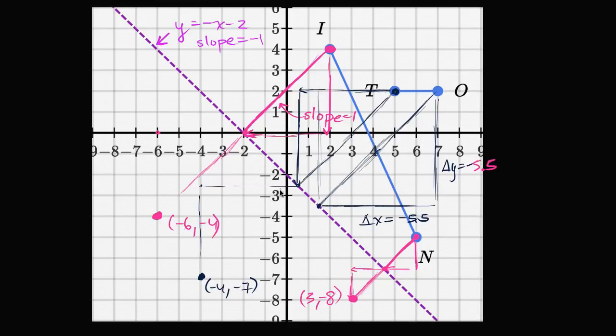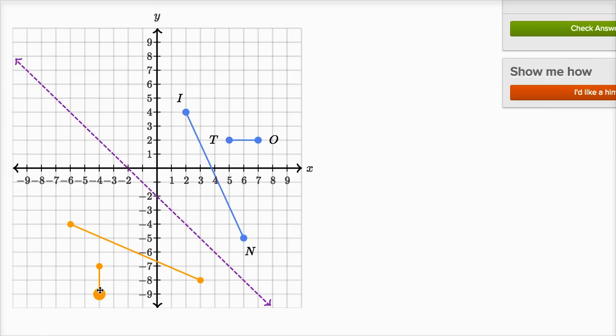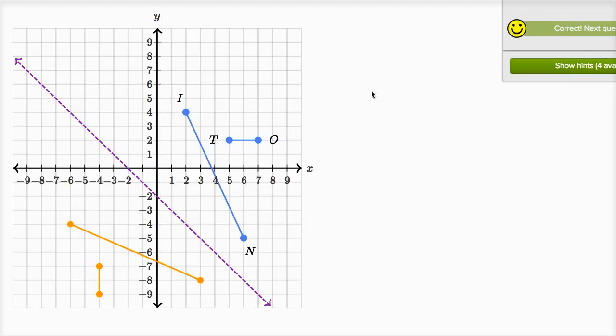And so we need to stay on this line. We want to change by those same amounts onto the other side of that line. So if we decrease our x by 5.5, so half, 1, 2, 3, 4, 5, and y by 5.5, half, 1, 2, 3, 4, 5, we get to the point x equals -4, y is equal to -9, and we're done. We have figured out the reflection of these two segments.